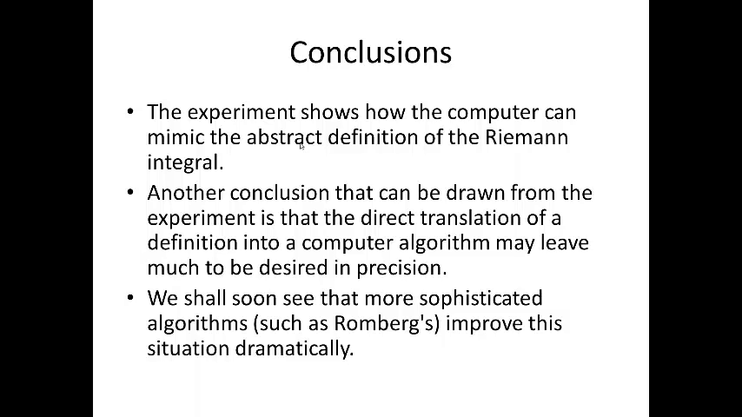The experiment that we just ran shows how the computer can mimic the abstract definition of the Riemann integral. Another conclusion that can be drawn from the experiment is that direct translation of a definition into a computer algorithm may leave something to be desired in terms of precision. Of course, you've already observed that throughout the course of this course. We'll soon see a more sophisticated algorithm, such as the Romberg algorithm, that's the third promise that we made for that, which can improve this situation drastically.